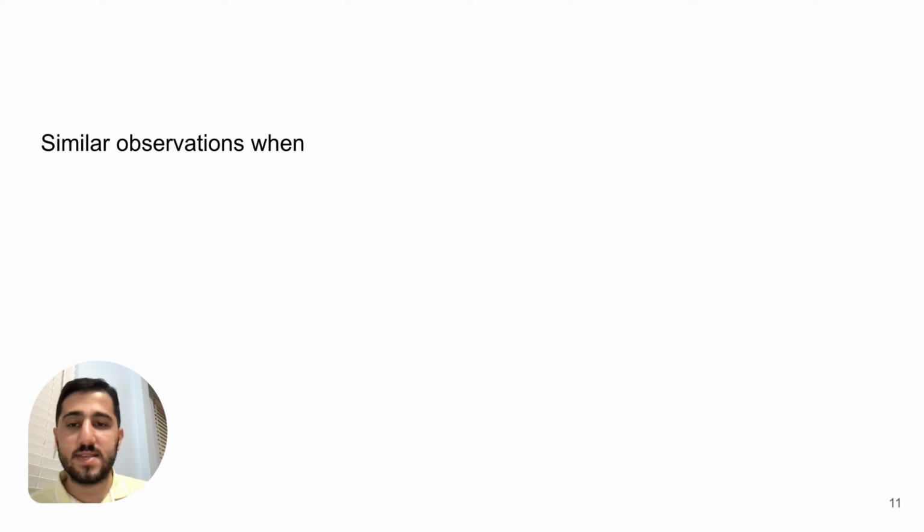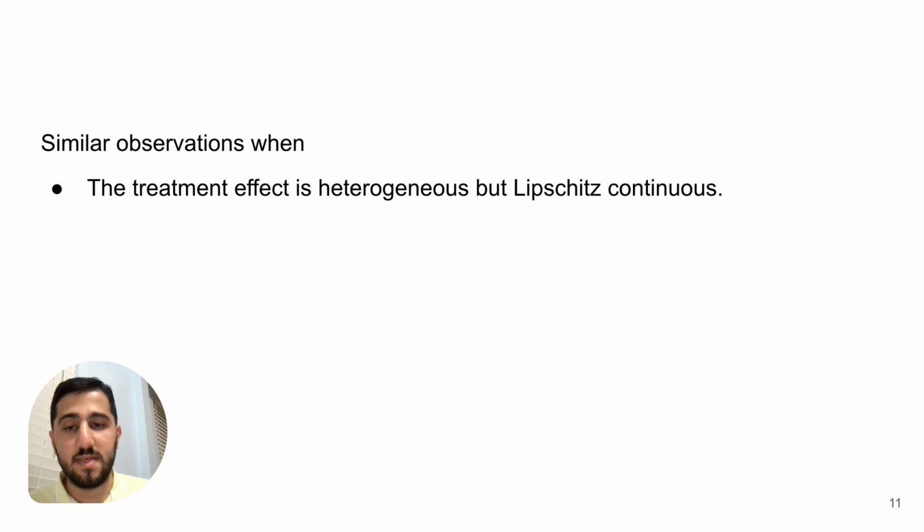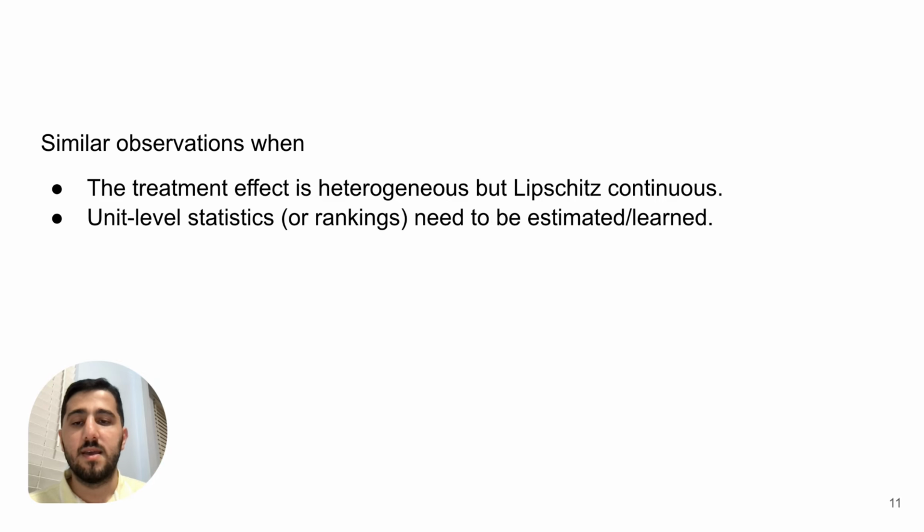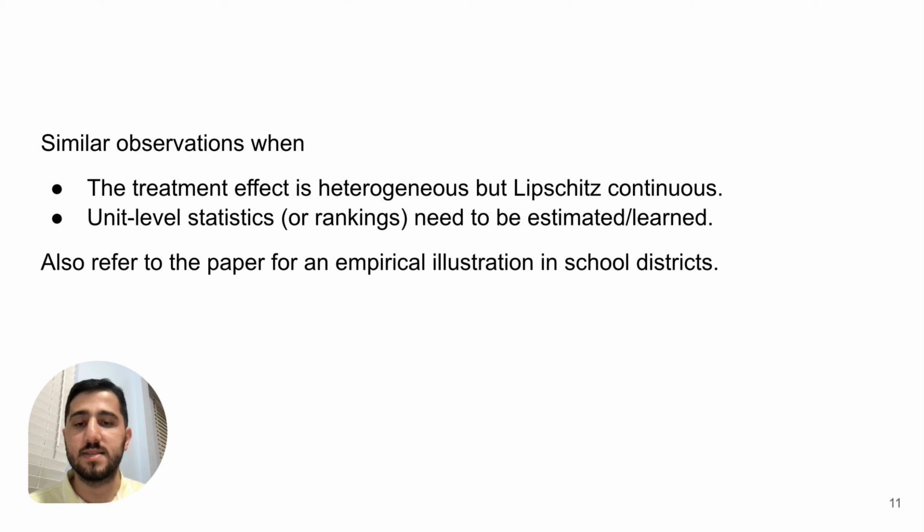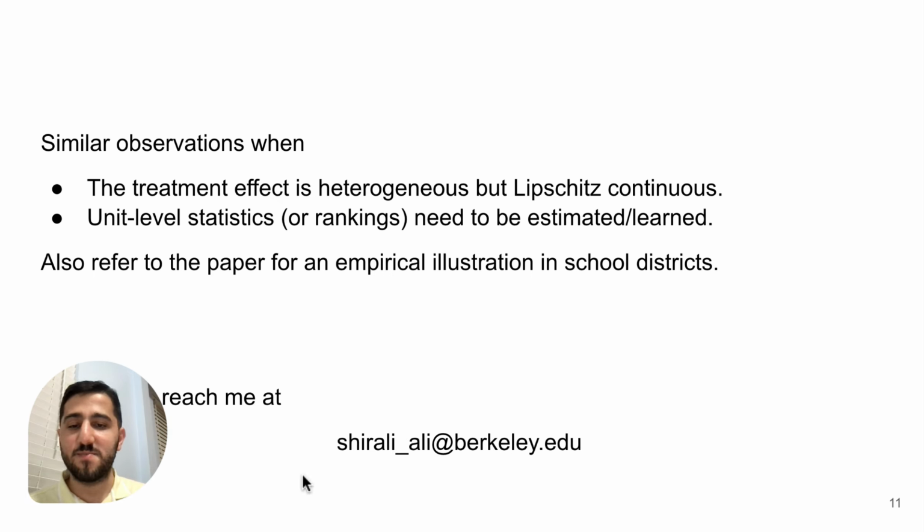I would like to say that we observe similar things when the treatment effect is not necessarily a fixed delta effect. It might be a heterogeneous effect, but it has some conditions like being Lipschitz continuous. Also, we assume that in ULA we can obtain a rough ranking of the units. We might need to learn that, so we take the cost of that into account and obtain similar results. I would also like to refer you to the paper for an empirical illustration of everything I told you. So thank you, and feel free to reach me at this email.